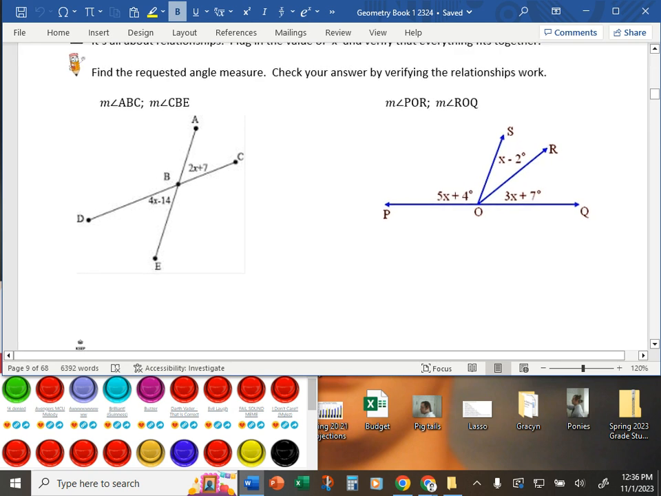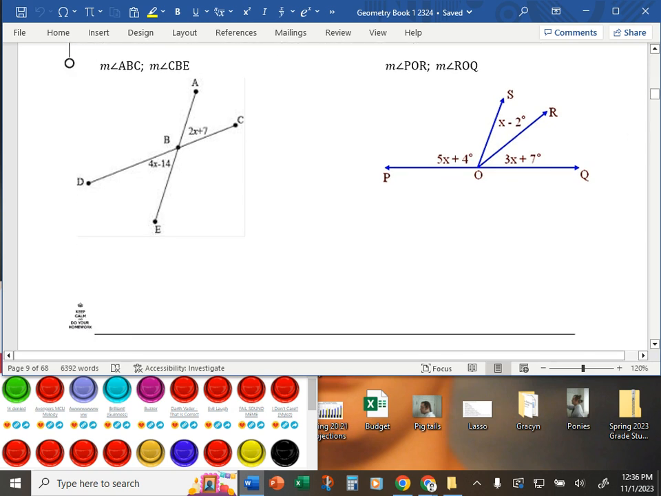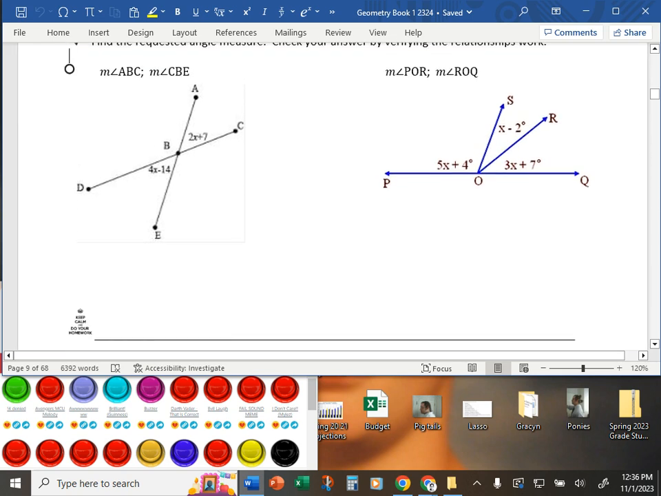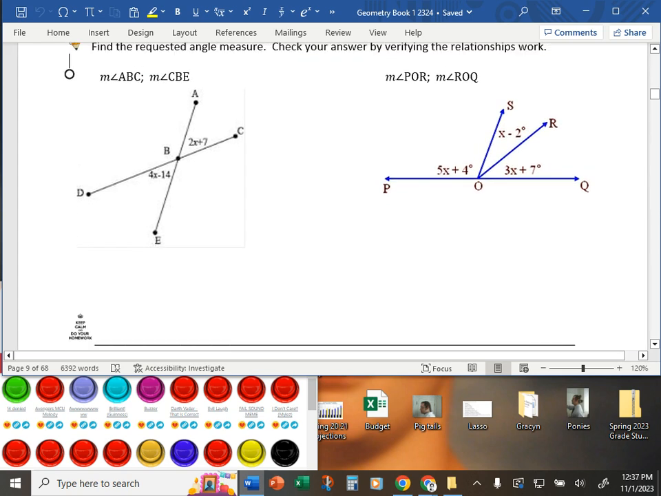Here's the algebra piece. I give you a diagram. You need to identify what the relationship is, right? What do I have here? What's going on? So you know what equation to set up. Okay? It says, find the requested angle measure. Check your answer by verifying that the relationships work.